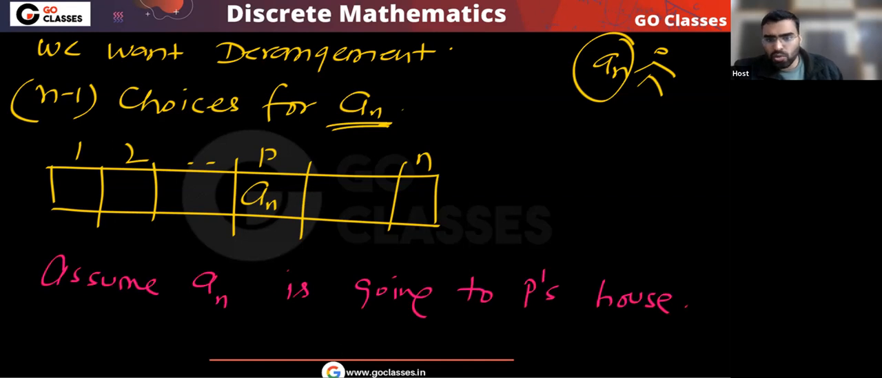Now there are two cases possible. Can anyone tell me what are the two cases possible? An is going to P's house. Then what are the two cases possible? Here actually two cases are possible. Can anyone see that? Just try this.